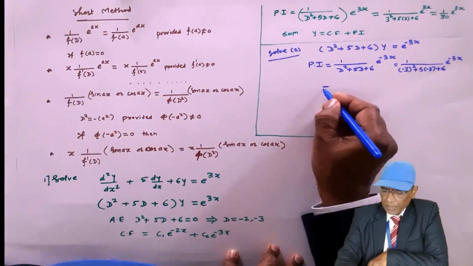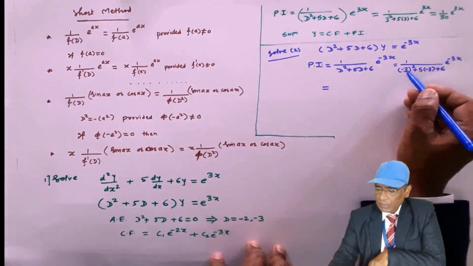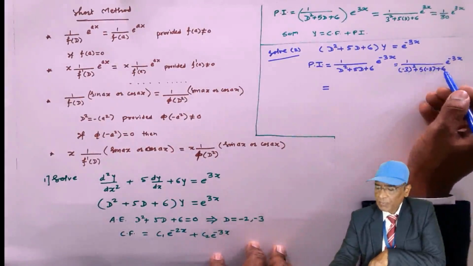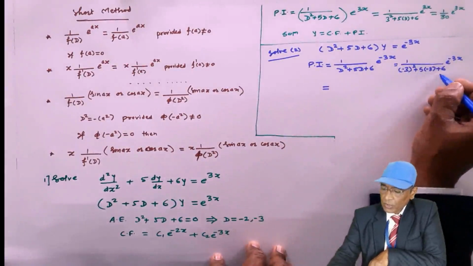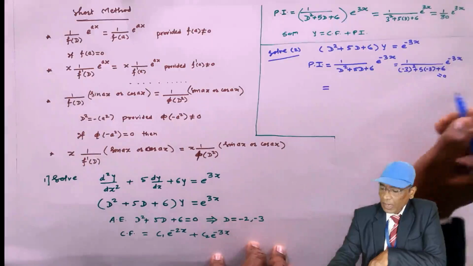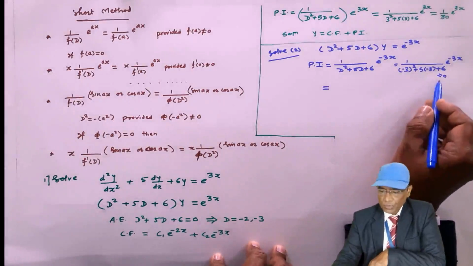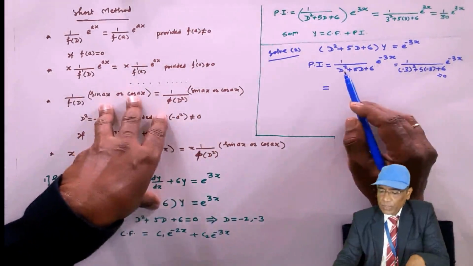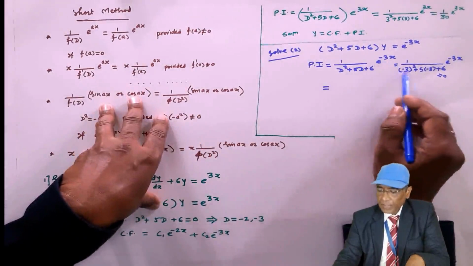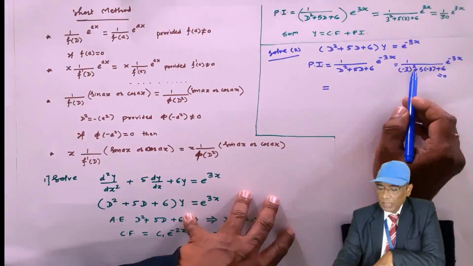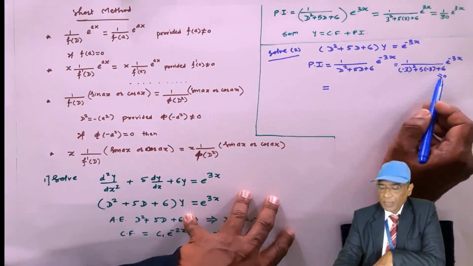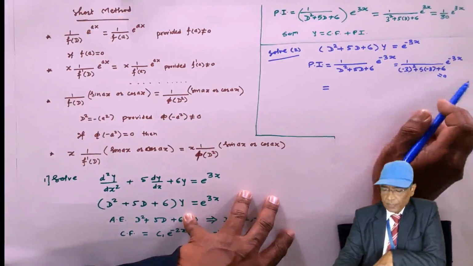Okay, you can do it separately also. Yes, this is plus 9 minus 15 plus 6, which means this is going to become 0 now. And this is not allowed, because when you replace d by a, the denominator should not be 0. If the denominator becomes 0, then stop the procedure.